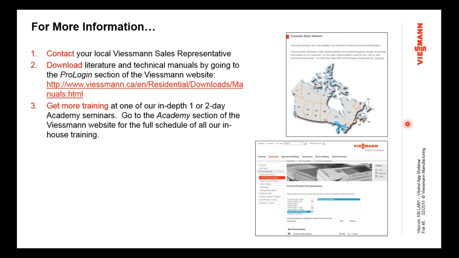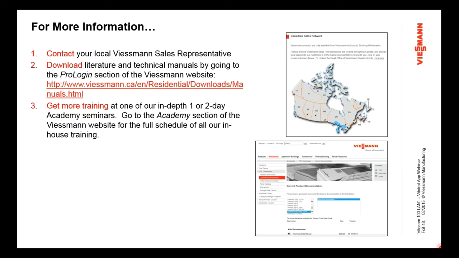So if you need any further information, you can contact the Viessmann sales representative, and that's available on the website. If you don't know where they are, you can click on the sales network on the website and click on the region here. You'll see a map here with all the different regions of Canada. And you just click on the region, and it'll pop up the local sales network contact for you. And from there, you can find out your contact information.